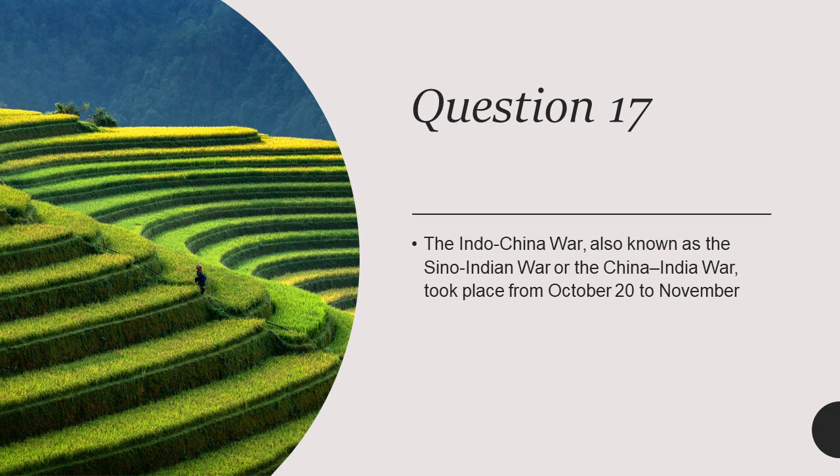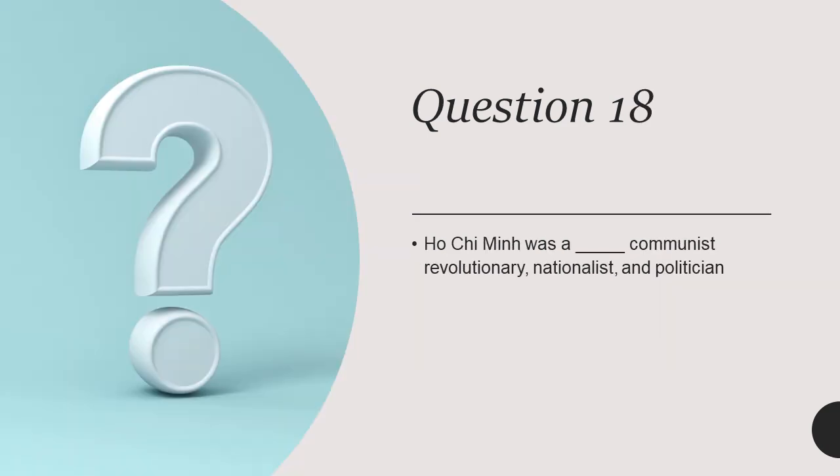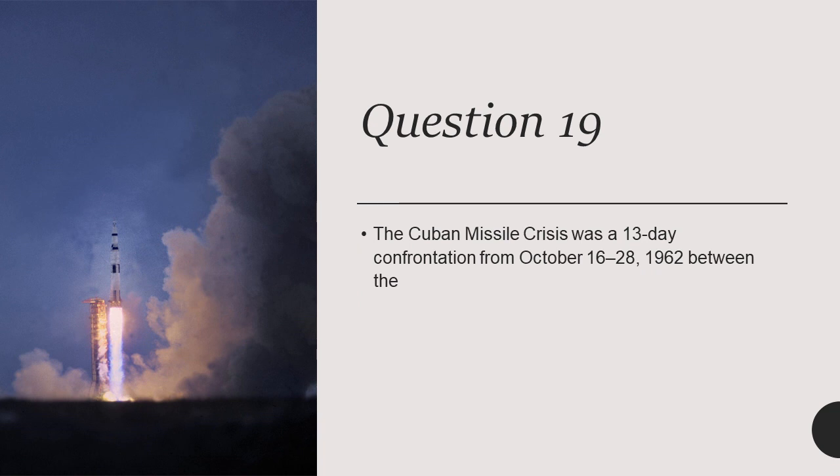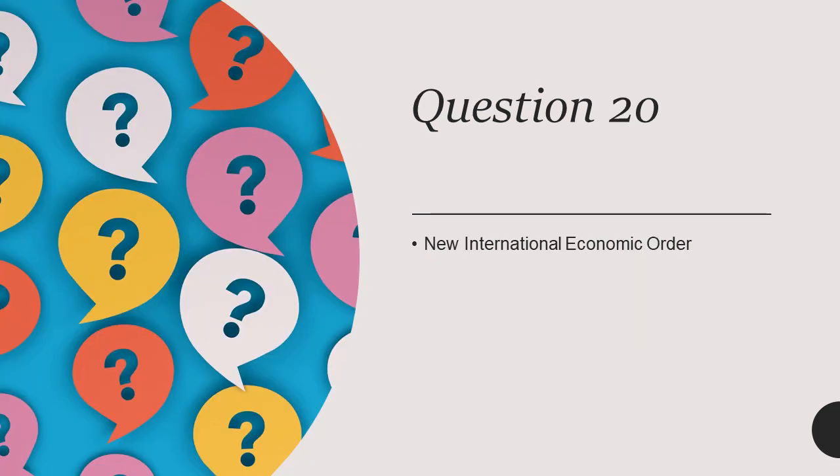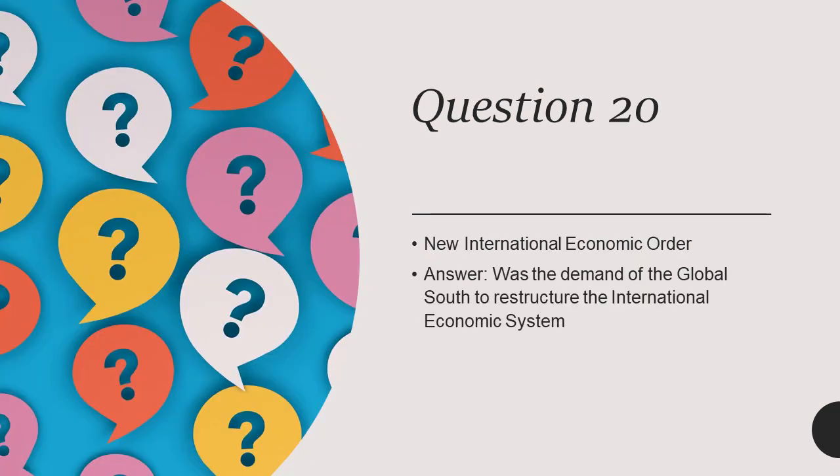The Indo-China War, also known as the Sino-Indian War or the China-India War, took place from October 20 to November 1962. Ho Chi Minh was a Vietnamese communist, revolutionary, nationalist, and politician. The Cuban Missile Crisis was a 13-day confrontation from October 16 to October 28, 1962 between the United States and Soviet Union. The New International Economic Order was the demand of the Global South to restructure the international economic system.